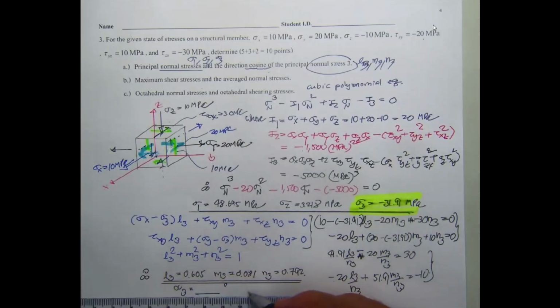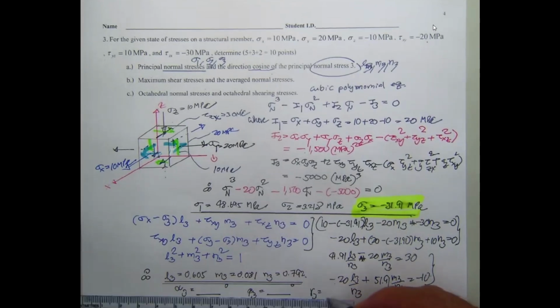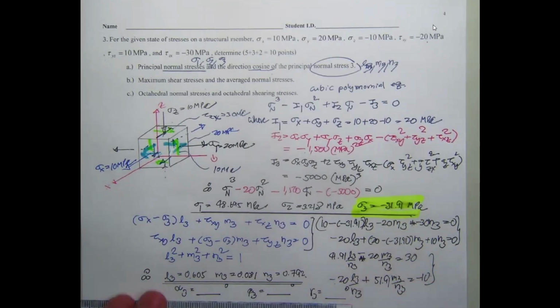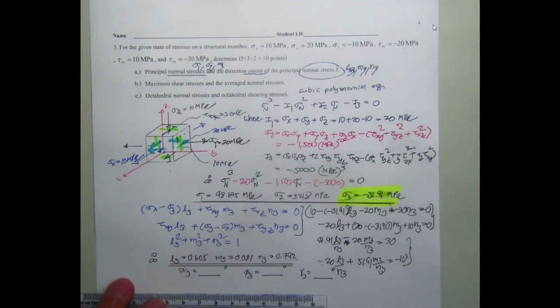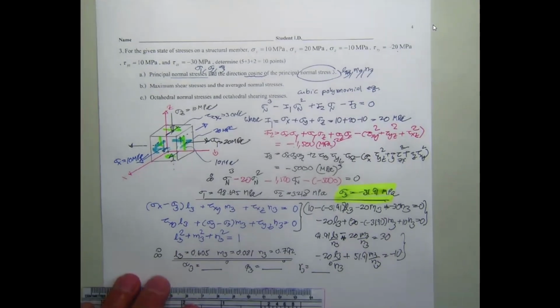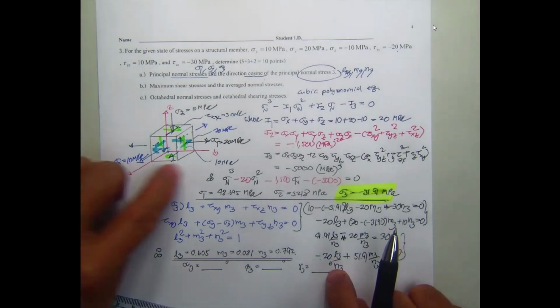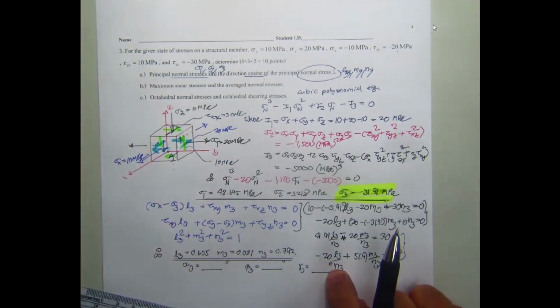Alpha 3, beta 3 equal to degree, gamma 3 equal to degree. I didn't ask in the question, but you may determine the angle by yourself. That's going to be the angle with respect to X, Y, and Z.